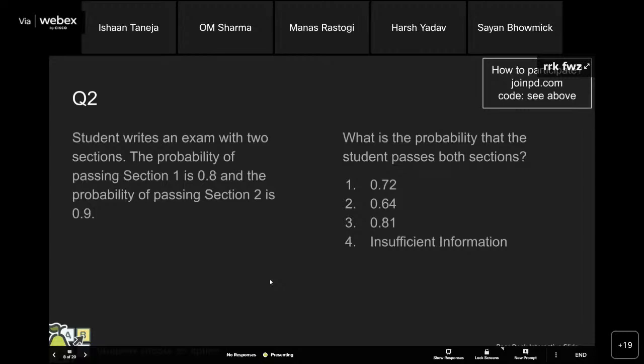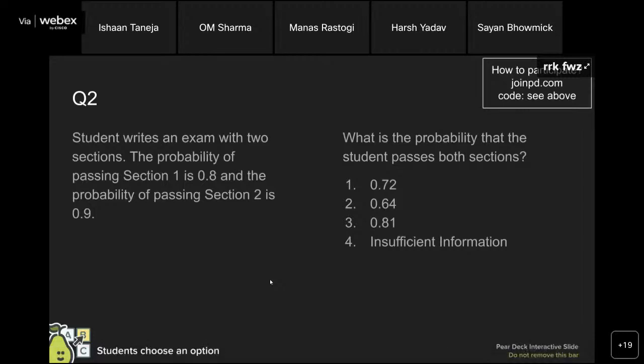Okay, so that's a bit of an interesting question. Suppose you are writing an exam, and the probability of you passing section 1 is 0.8 and passing section 2 is 0.9. So what is the probability that you will pass both the sections? For now, let's assume it's one subject paper you are giving in which you have two sections.